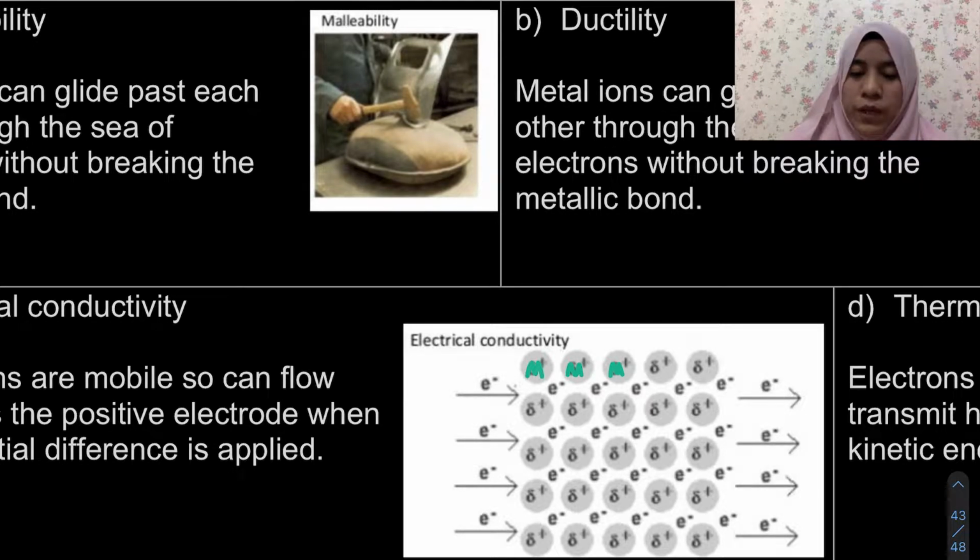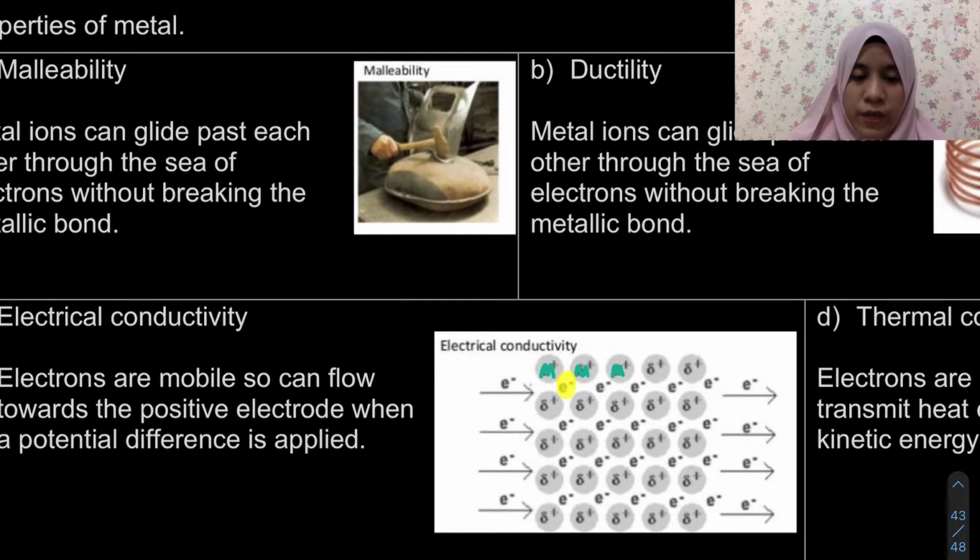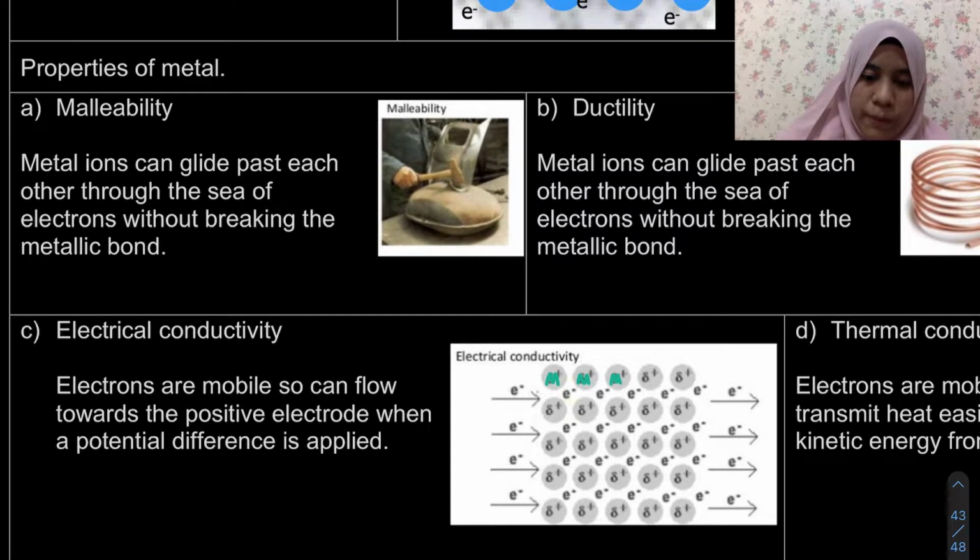and we have our delocalized electron. We have our valence electron. So, for example, when energy is applied, since the electron is negatively charged, okay, electrons will flow towards the positive electrode. So, what will happen? It will conduct the electric. So, that's why it is called electrical conductivity.